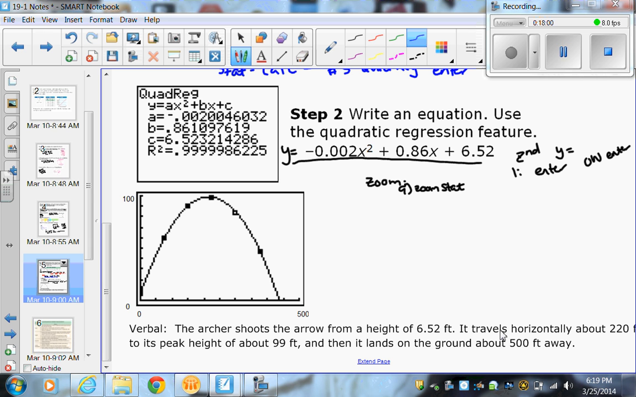It travels for about 220 feet and peaks at about 99 feet. So how can I calculate that? You can calculate these two numbers. The 220, 99 came from calculating the maximum. If you want, you can pause the video and hit second, calculate maximum, and you should get this point. And then it lands on the ground about 500 feet away. So it lands right here, which is about 500 feet. Now, if we really wanted that point, we could calculate it in our calculator as well.